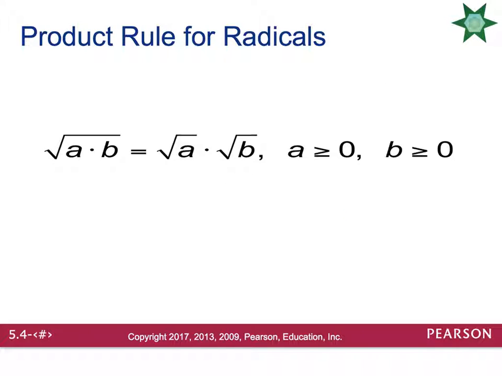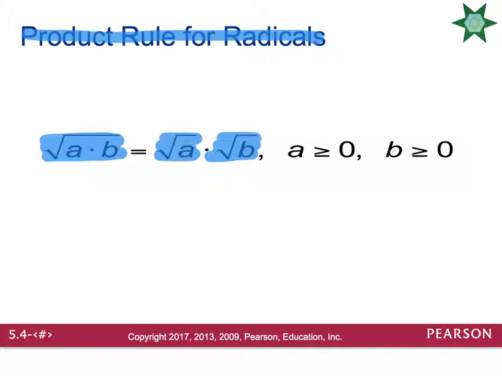Okay, now we'll look at the product rule for radicals. The product rule for radicals says this: if you're multiplying two things inside a radical, inside a square root, then you can break them out separately. So the square root of a times b is the square root of a times the square root of b. That's if a is positive or 0 and b is positive or 0. So they can't be negative, and we're not going to worry about negative square roots in this course anyway. But you can break those out.